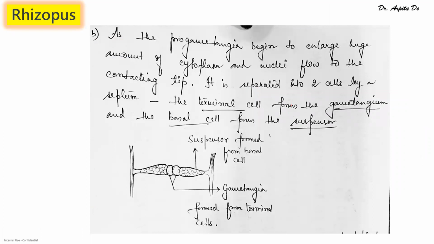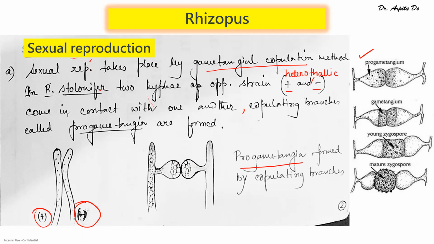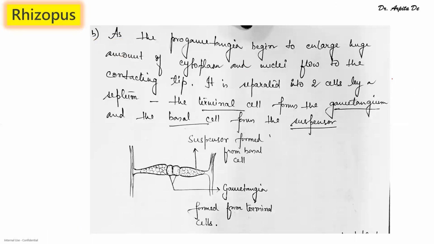As the progametangia begin to enlarge, a huge amount of cytoplasm and nuclei flow to the contacting tip. This is the contacting tip, right? This is the point of contact. See here, this is the contacting tip, this part. All right. So a huge amount of cytoplasm flows to the contacting tip of the progametangia, and the progametangia begin to enlarge. Fine. It is separated into two cells by a septum.